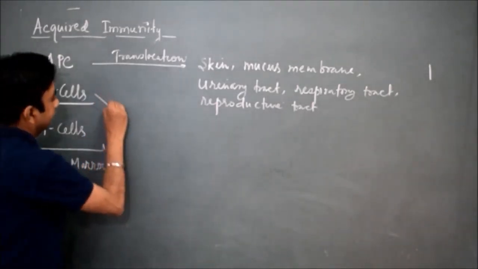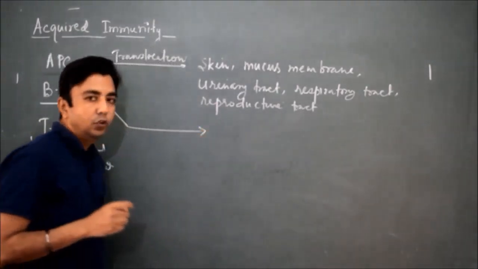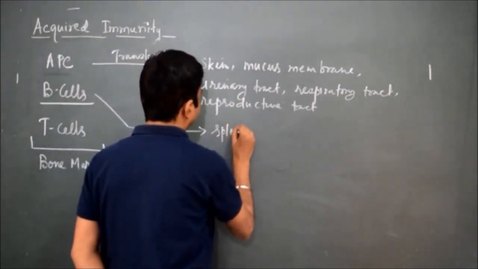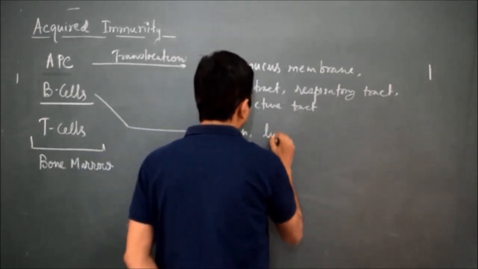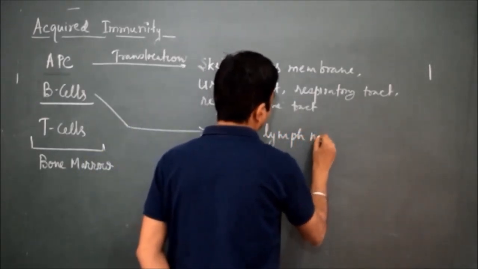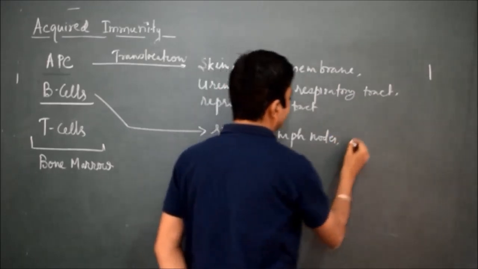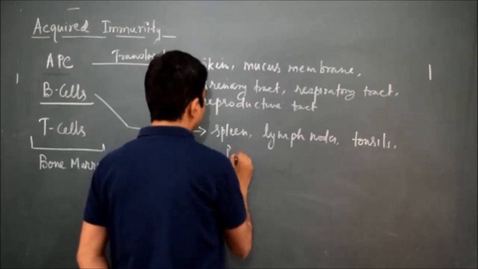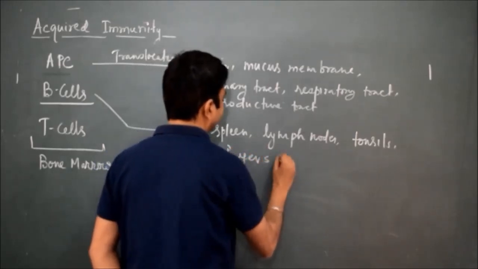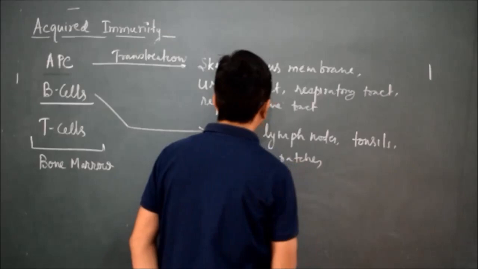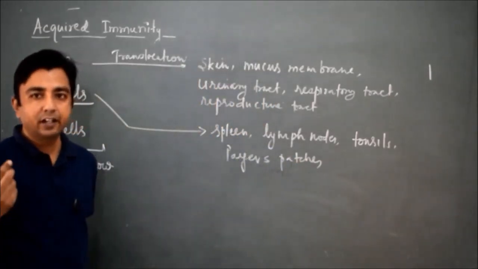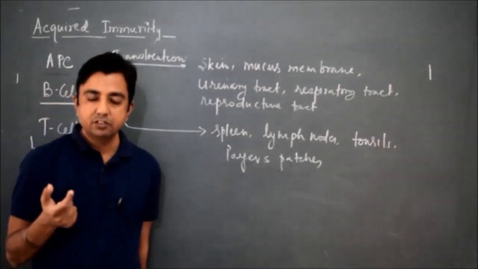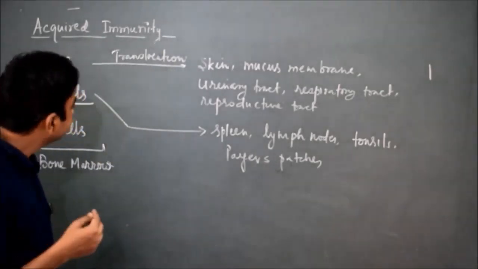After that, they will be translocated to the secondary lymphatic organs, that is spleen, lymph nodes, tonsils, and Peyer's patches. These are the secondary lymphatic organs. Bone marrow and thymus are considered primary lymphatic organs.